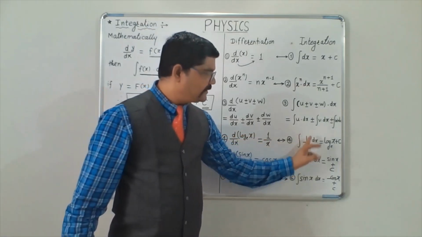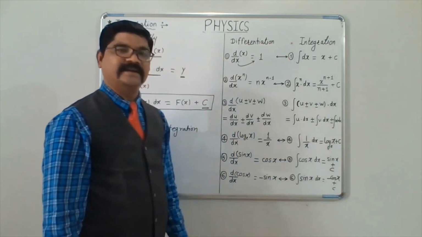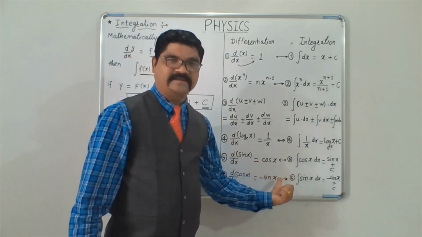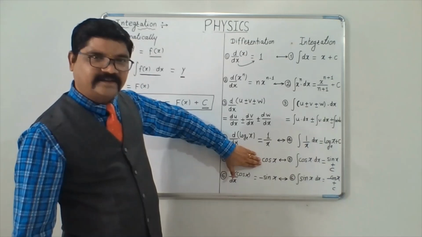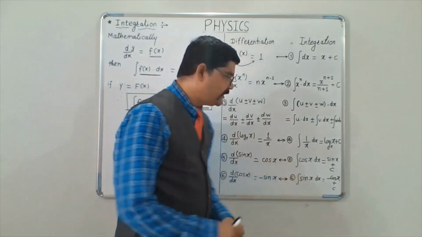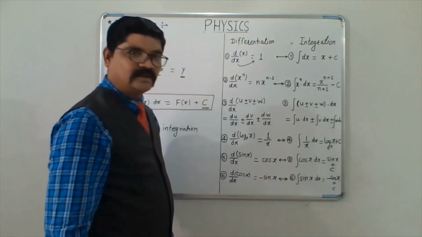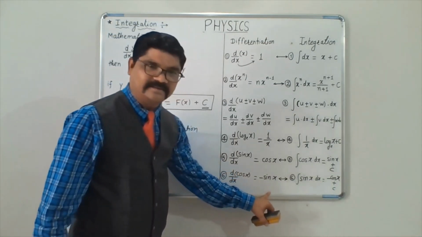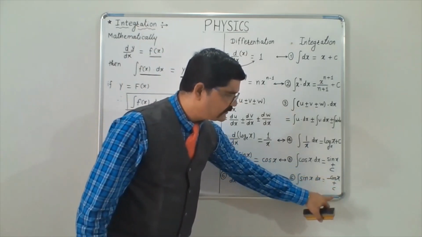Also, integration of 1 by x into dx gives us log base e of x plus c, the constant of integration. dy/dx of sin x is equal to cos x in differentiation. If I integrate this, integration of cos x dx must give sin x, so you can see here integration of cos x dx is equal to sin x plus c. Similarly, differentiation of cos x gives us minus sin x, and thus integration of sin x dx we get minus cos x plus c.